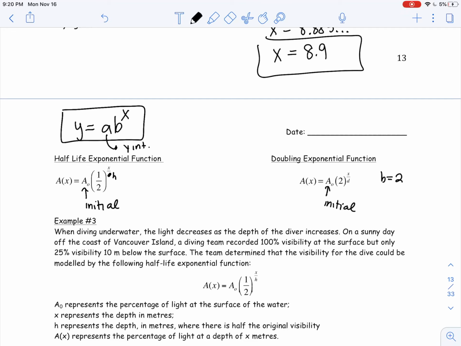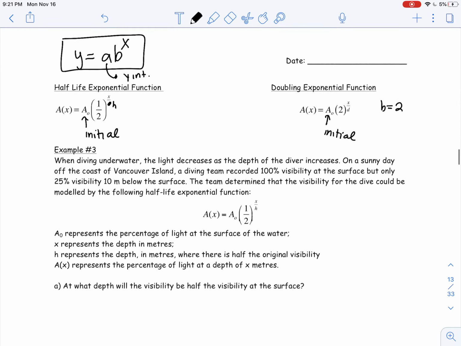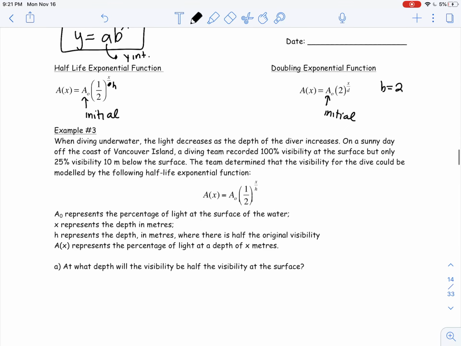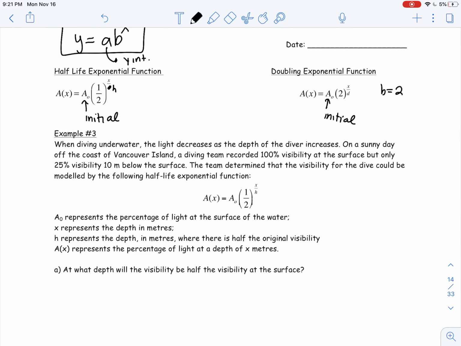Here, D represents how long it's going to take for you to double. How long from your initial amount will it take for you to double? So let's say you start off with 200 of something. Well, when is it going to be 400 of it? So that's what that D and H stand for. We're going to be using those equations.